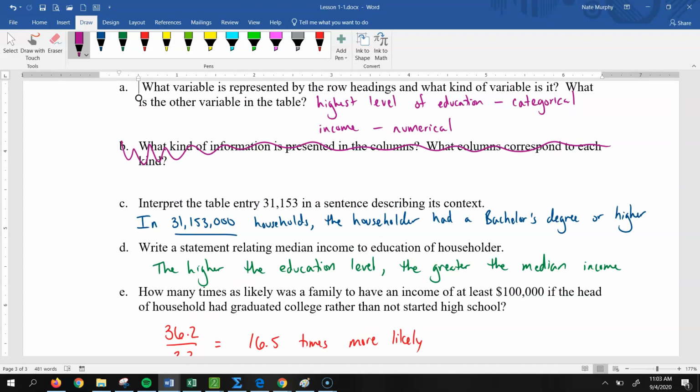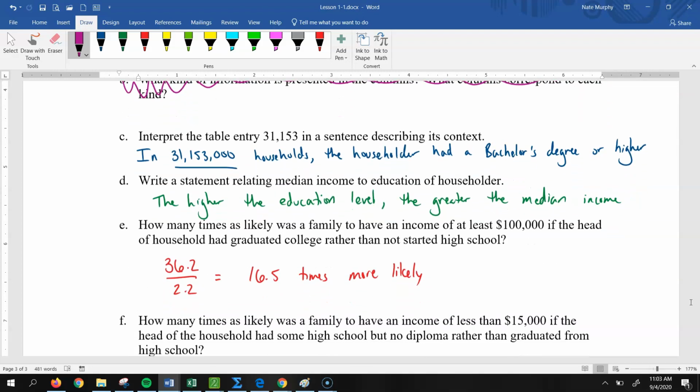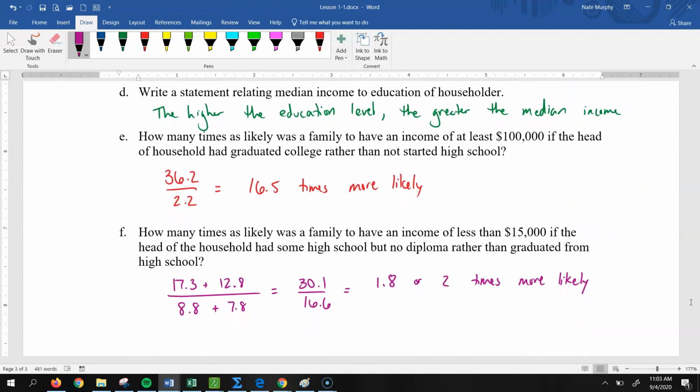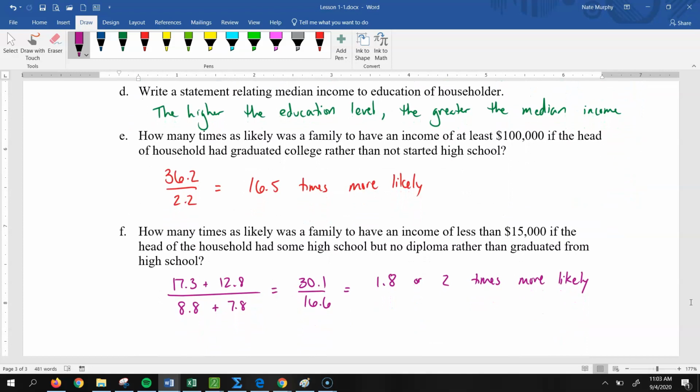And part D, now there's a lot of statements you could have made, but the most common response would be something along the lines of saying that the higher the education level, the greater the median income. All right, so this is where we work with some math. Part E says, how many times as likely was a family to have an income of at least $100,000 if the head of household had graduated college rather than not started high school? So you would take those two numbers, the 36.2 and divide it by 2.2, to figure out how many times more likely, and you get about 16.5 times more likely.